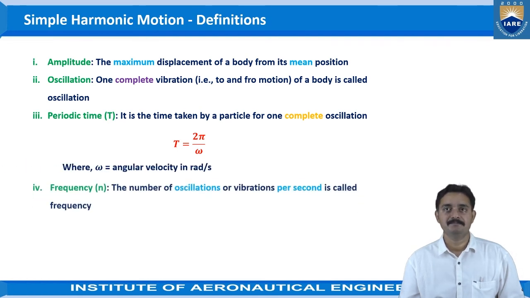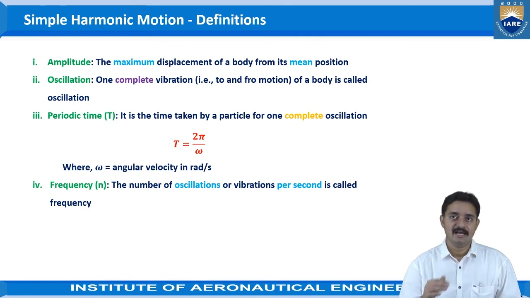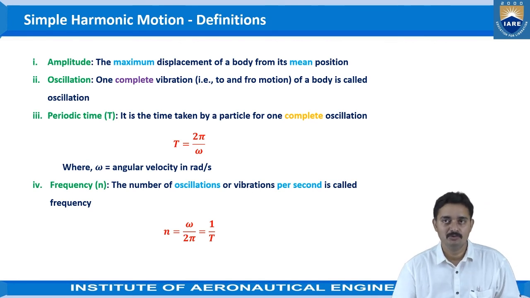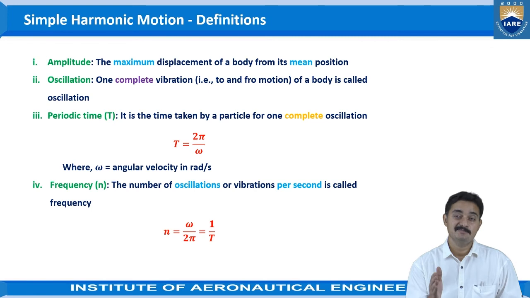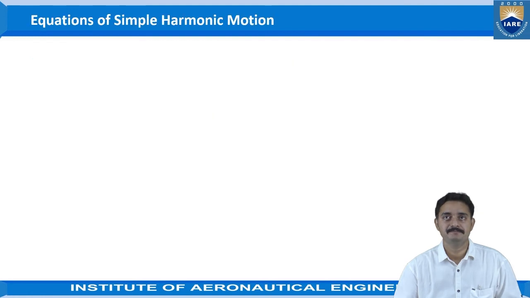in radians per second. Now coming to frequency, represented with small letter n, the number of oscillations or vibrations per second. Oscillations per second is called frequency. As we know, oscillation is one complete to and fro motion. Now coming to frequency, for 1 second, how many oscillations are happening, that would be the frequency. And this frequency is given as small letter n is equal to omega by 2 pi, which is the reciprocal of the periodic time. So that can be given as n is equal to 1 by T. So these are the important definitions in simple harmonic motion that we need to consider.